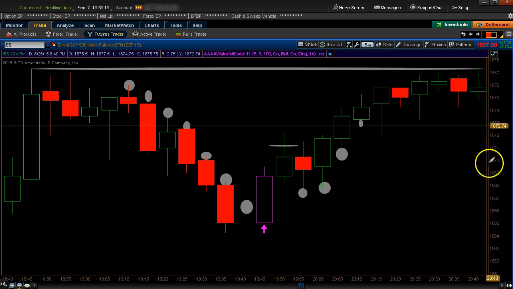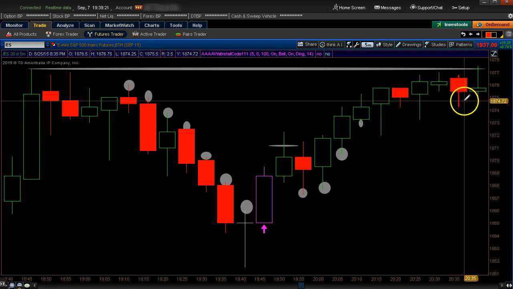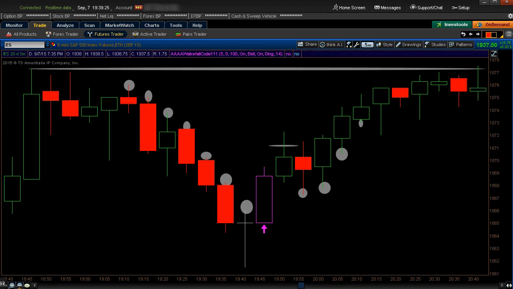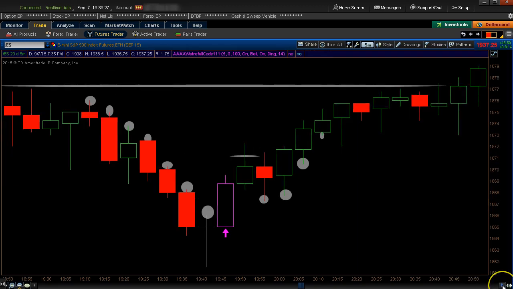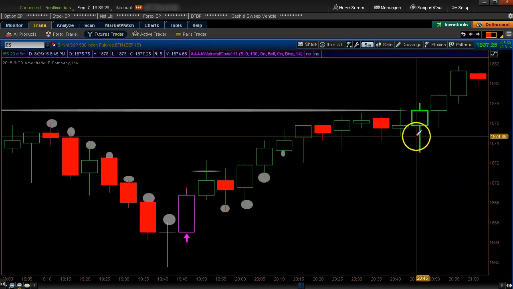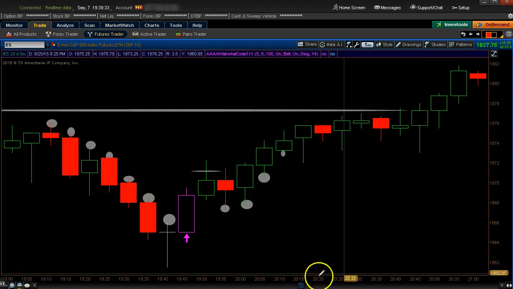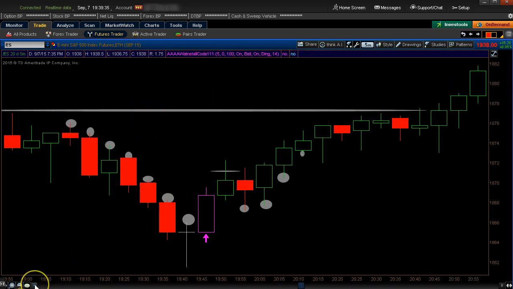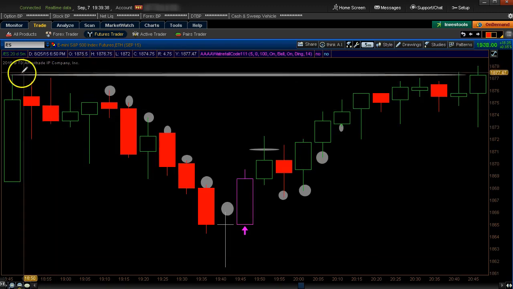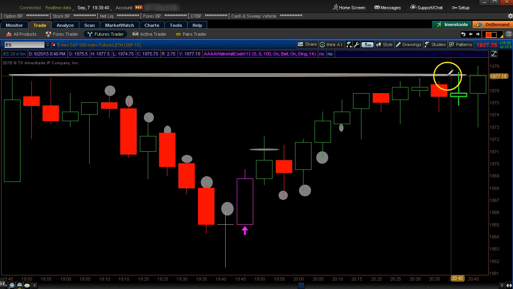That gives us 3.25, and our entry actually would be 1874.50. And let's see what price would do. Well, guess what? It came in and stopped us out. But here's the thing. It was actually a high probability trade because you had a potential double top.